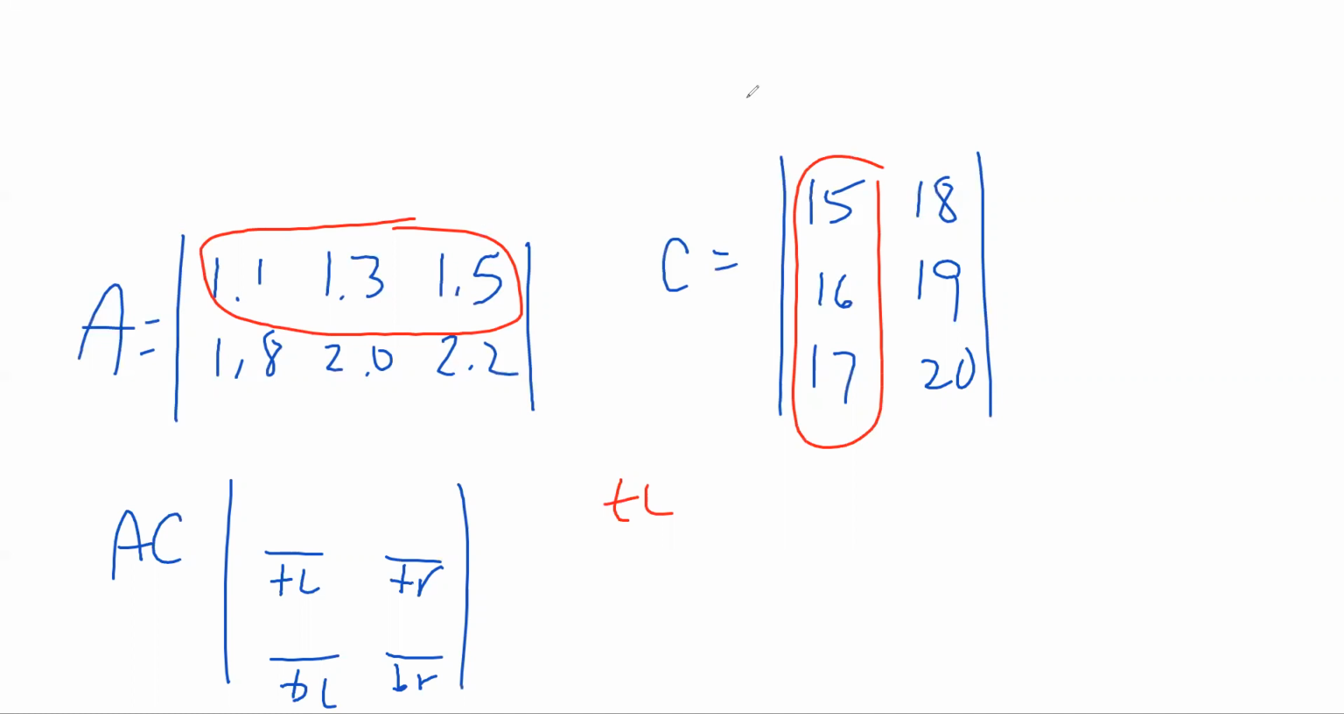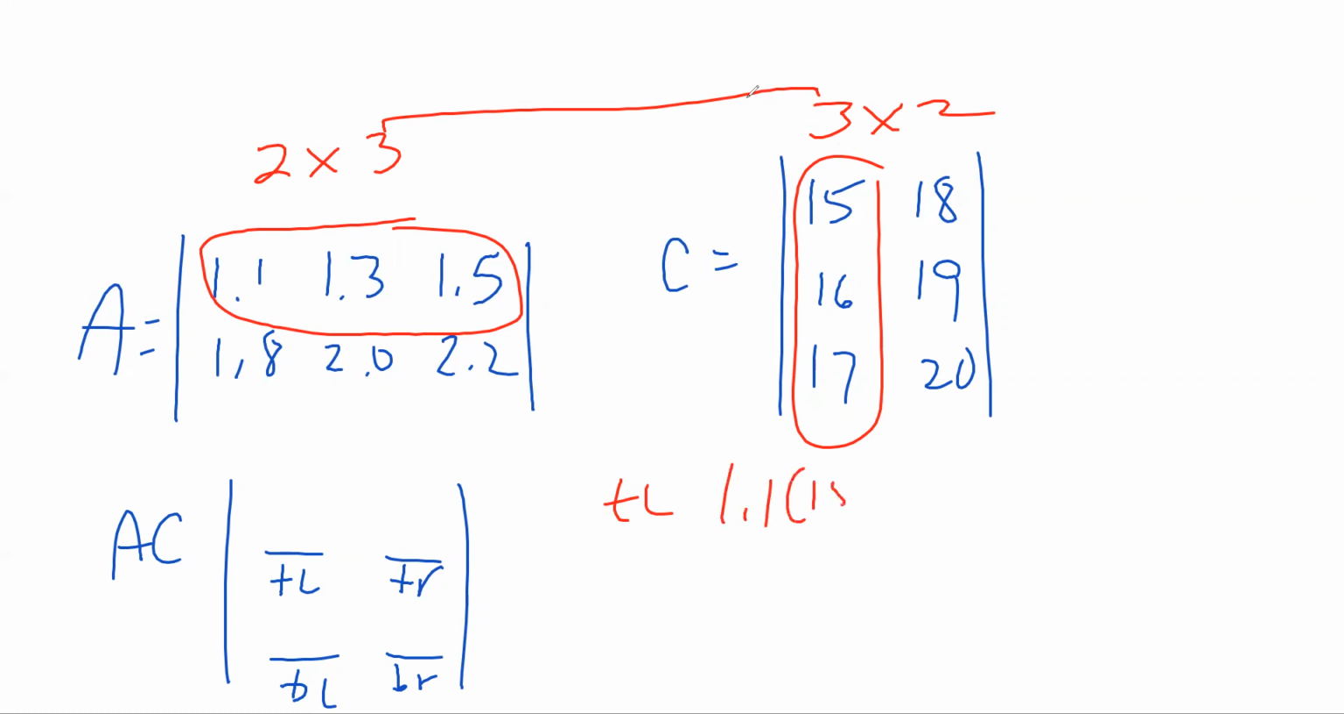And by the way, this matrix is what they call a 2 by 3, and this other matrix is called a 3 by 2. But the thing is, it's a special situation involving rows and columns. And yes, it doesn't make sense to a lot of people, but it might make a little more sense once you see the math in action. Now, for the top left, you have to take the 1.1 times 15. You have to take the 1.3 times 16. And then you have to take the 1.5 times 17.